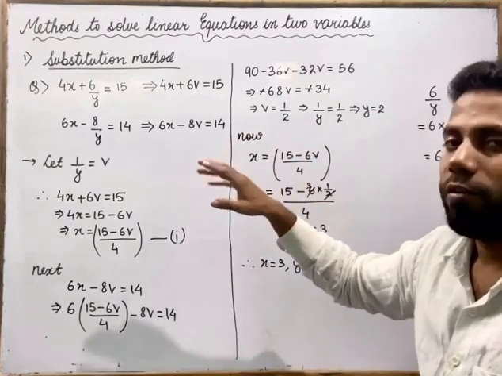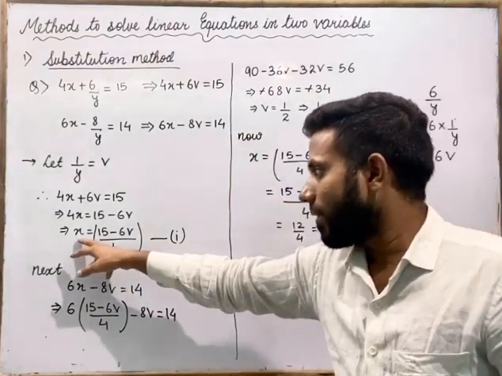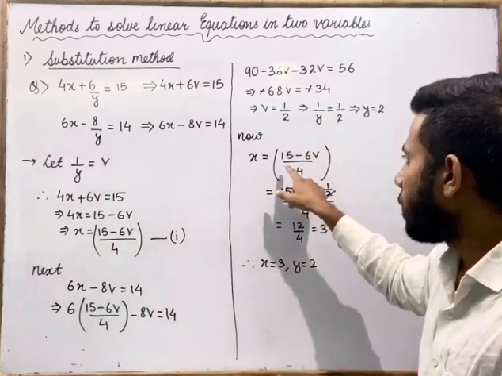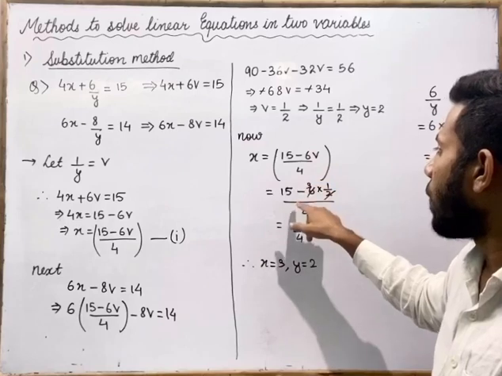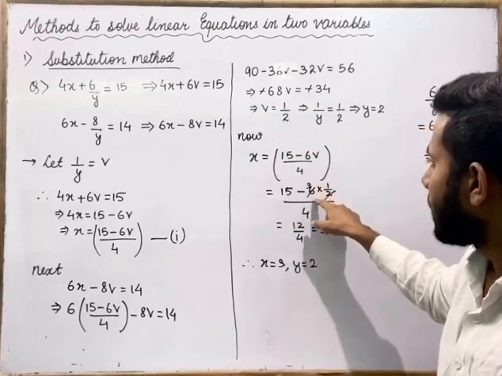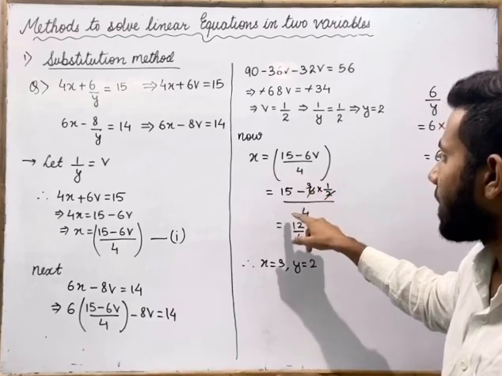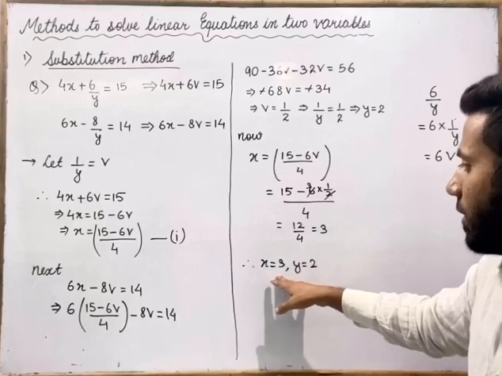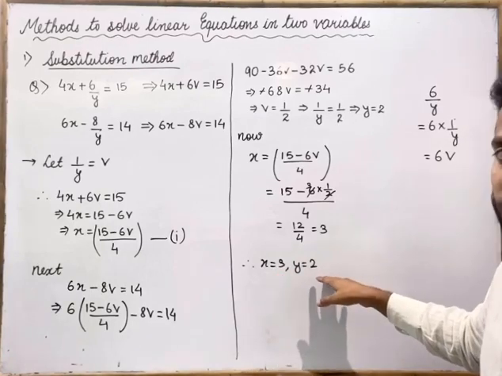Now you have to find the value of x as well. So x was equal to (15 minus 6v) by 4. What was the value of v that you have got? v equals 1 by 2. 6 into 1 by 2 gets cut, that is 3. 15 minus 3 is 12. 12 by 4 is 3. So x equals 3, y equals 2.